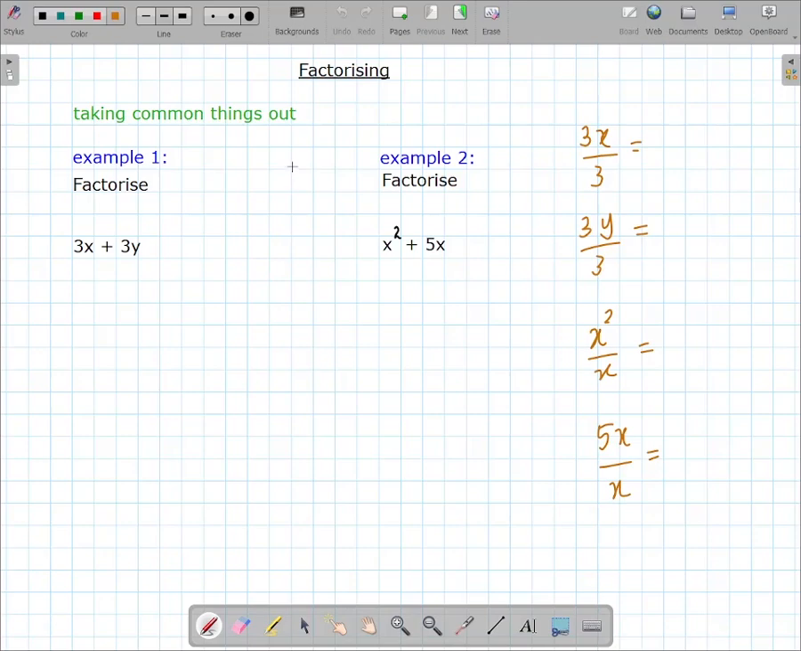Hi, today we are going to do factorizing. Factorizing means taking common things out.